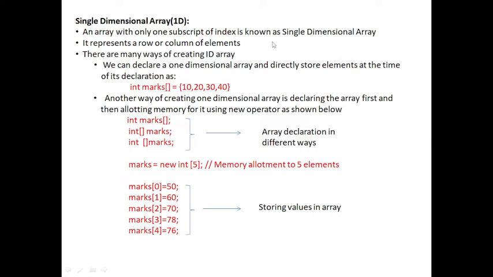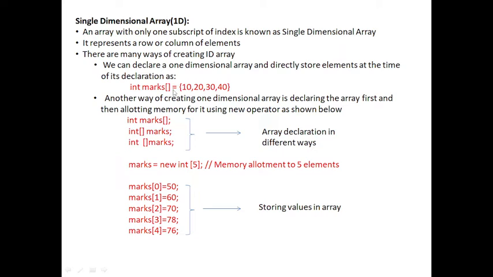What does this subscript or index mean? If you observe here, in marks we have written two square braces, one open, another one closed. This combination of open and closed square braces is known as subscript or index. This is the symbol of the array, right? So if there is only one subscript or index, it is known as single dimensional array, right?